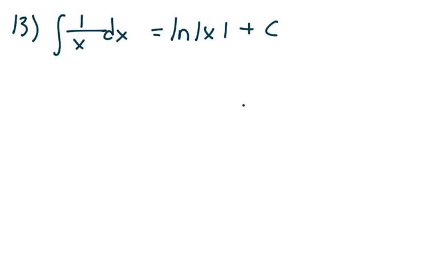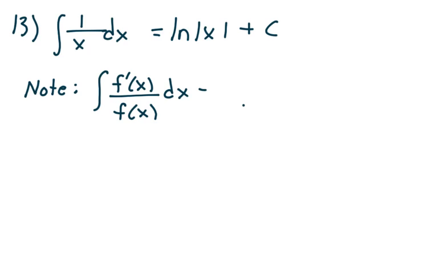Number 13 comes up a lot as well. If I want the integral of 1 over x dx, you get the natural log of the absolute value of x plus c. Generally speaking, I want to give you a very useful one. If I have f prime of x divided by f of x dx, you get the natural log of the absolute value of f of x plus c. That one is not listed in your book in this section, but I think it's important.